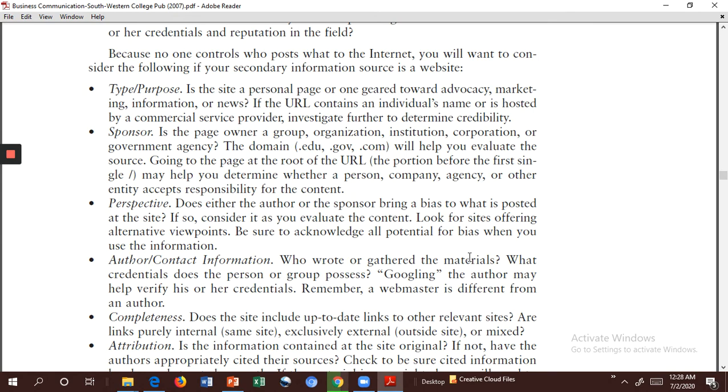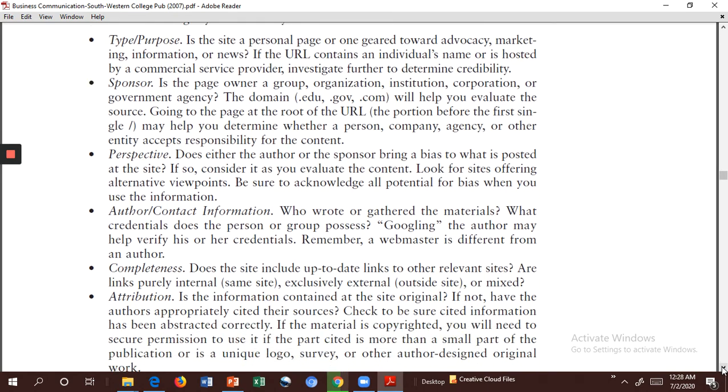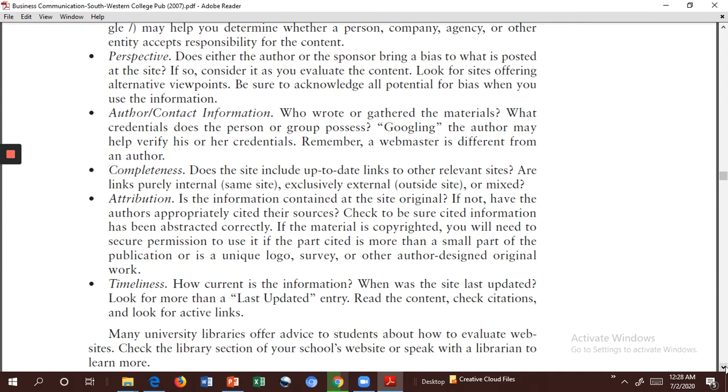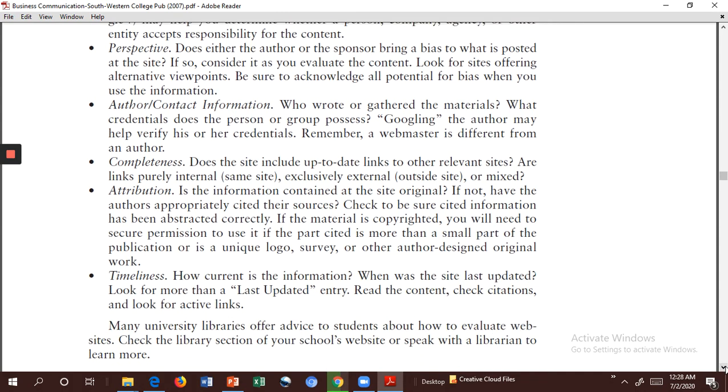Author contact information is very important. So, who wrote or gathered the material? What potential does the person or group possess? Googling the author may help verify his or her credentials, because this way you can match whether the person has the relevant expertise or not.